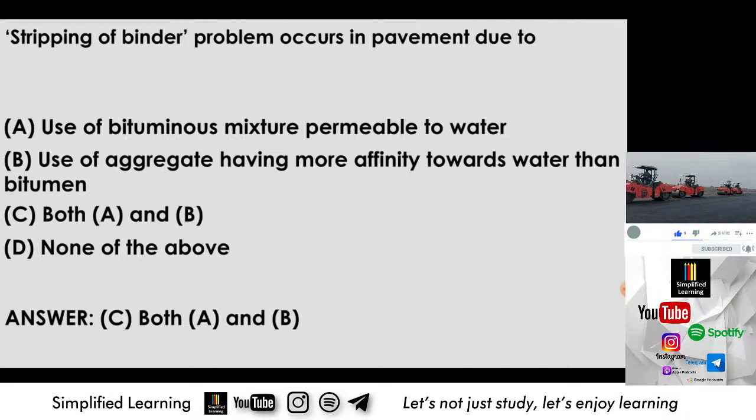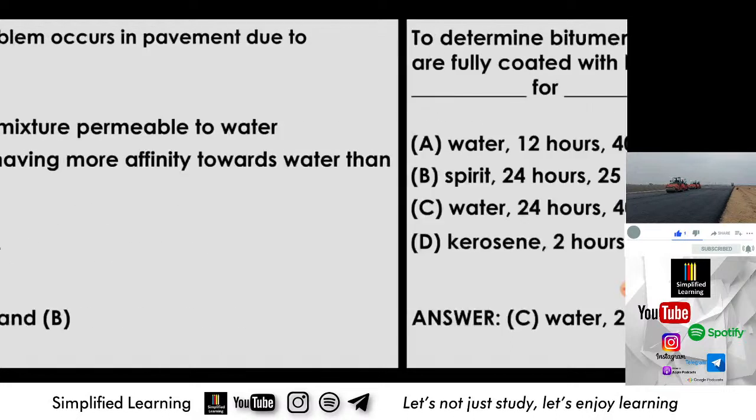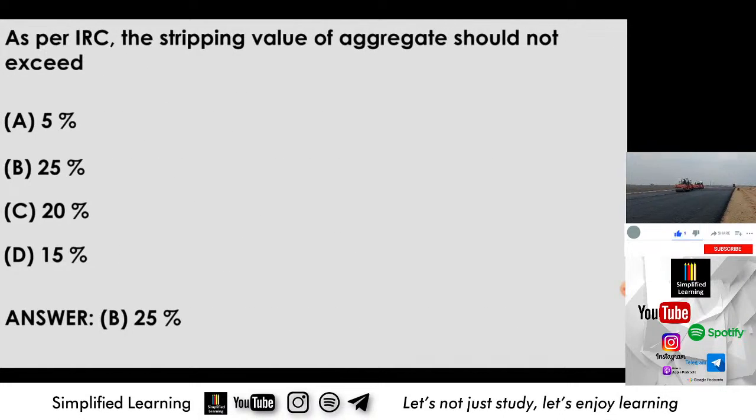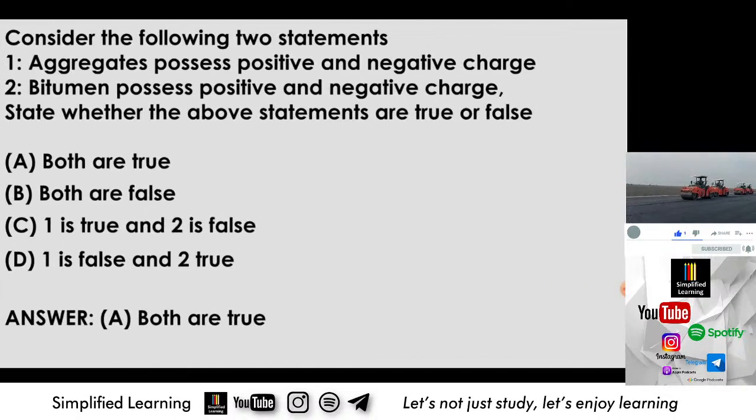Stripping of binder problem occurs in pavement due to use of bituminous mixture permeable to water and use of aggregates having more affinity towards water than that they have with bitumen. To determine bitumen adhesion of an aggregate, first they are fully coated with bitumen, then they are immersed in water for 24 hours at a temperature of 40 degrees Celsius. As per IRC, the stripping value of aggregate should not exceed 25%.